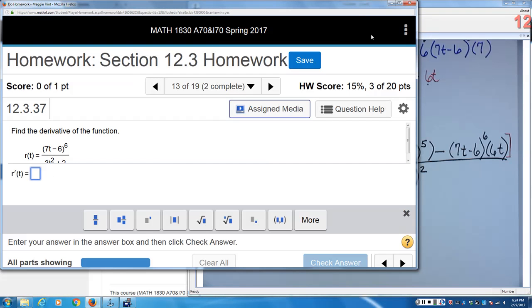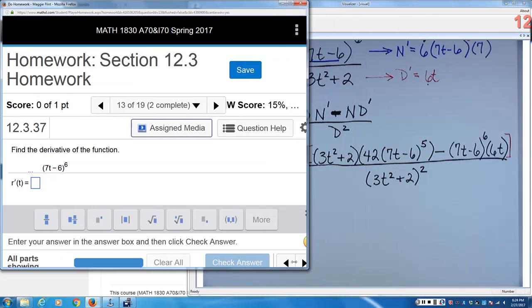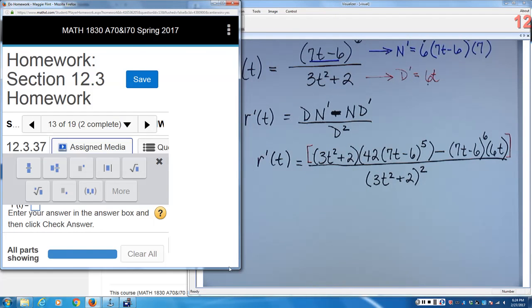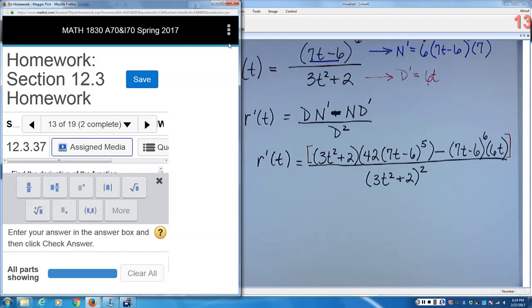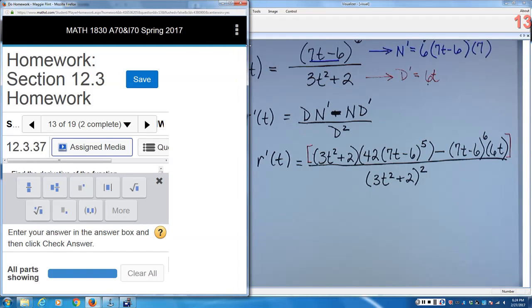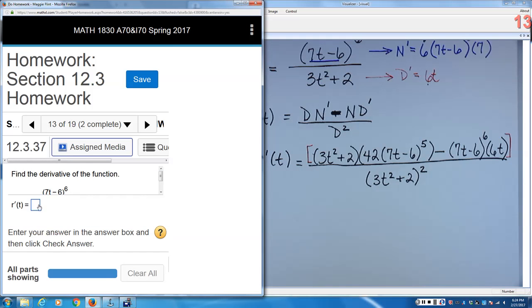I'm going to try to get this to where I can get them side by side and type it in so y'all can keep writing. Sometimes it works, sometimes it doesn't. I think this is going to be one of those times it doesn't.